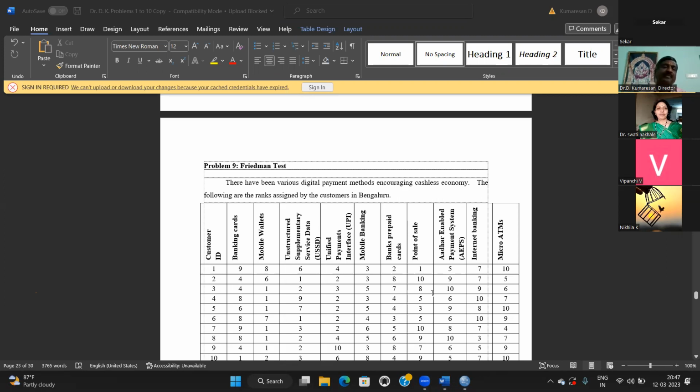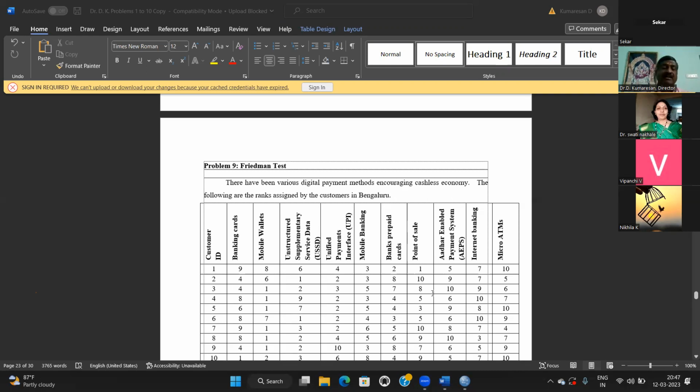That's all. Then one more related sample test is there. That is Friedman test. What is the difference between the Wilcoxon test and Friedman test? In the case of Wilcoxon test, the number of samples is 2. Here the number of samples is more than 2. What is the similarity? Data is ordinal data in both cases. So that is said to be Friedman test.